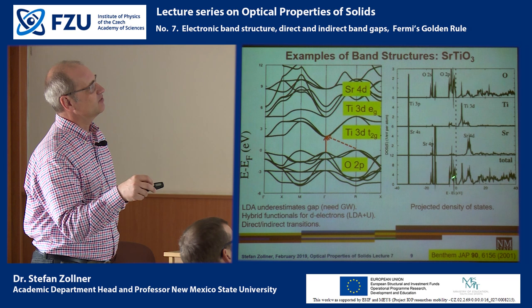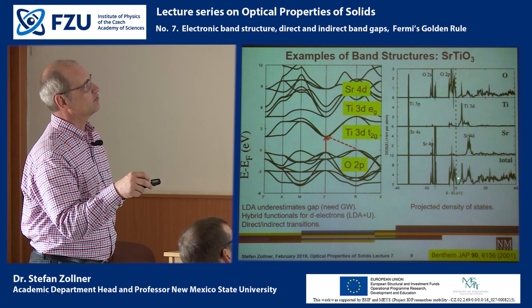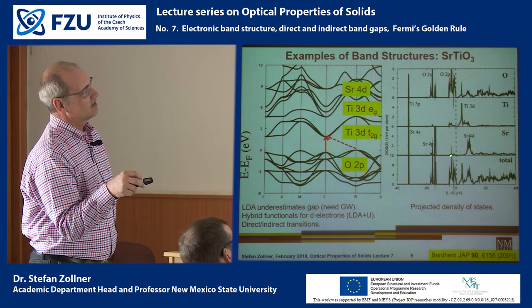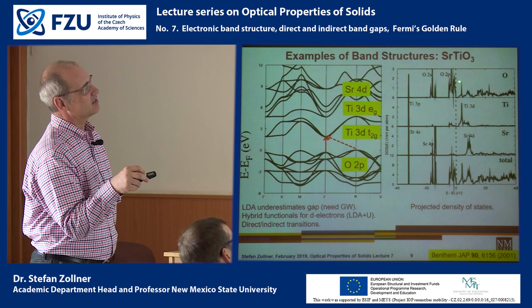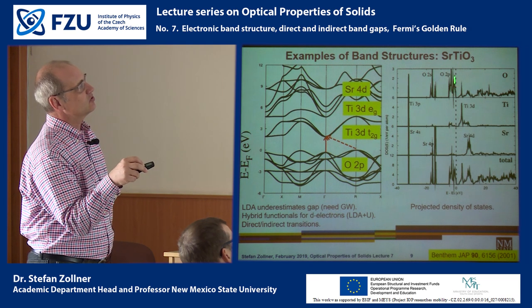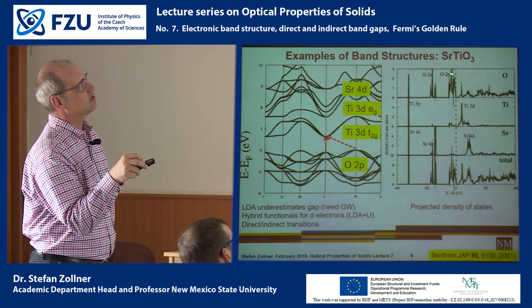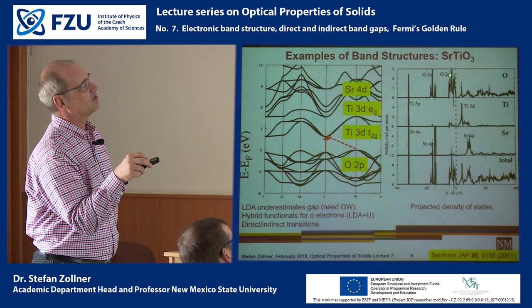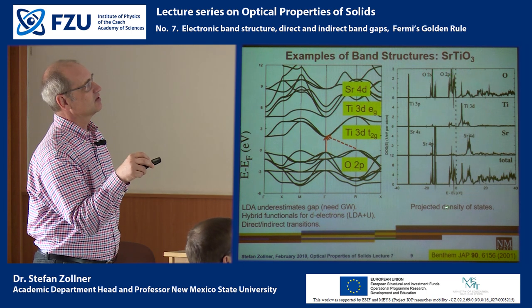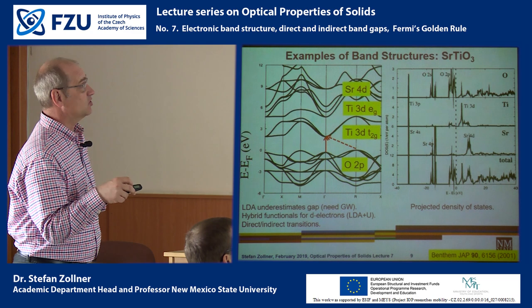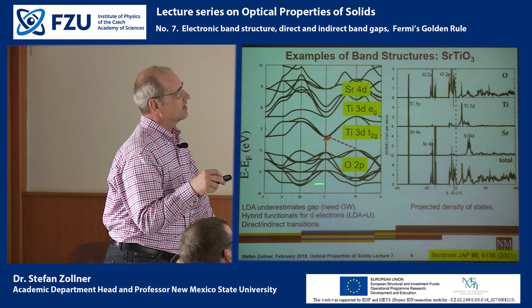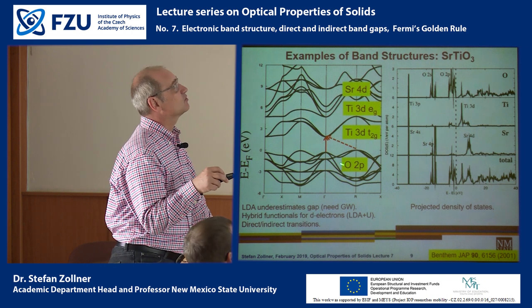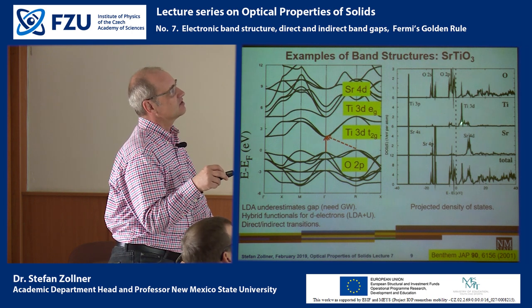There are quite a few states just below the Fermi level that make up the top of the valence band. There's very little strontium and very little titanium, and most of these states just below the Fermi level are coming from the oxygen 2p orbital. So using this projected density of states, I can conclude that this band here comes from the oxygen 2p states.